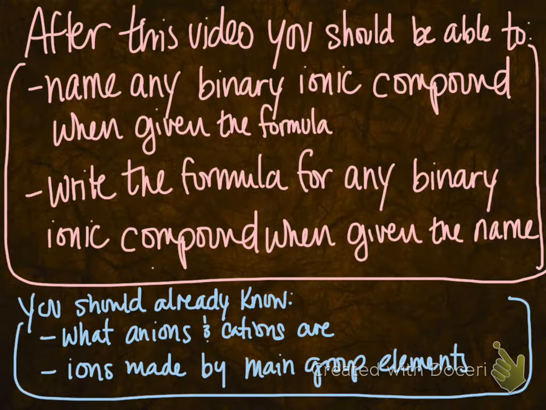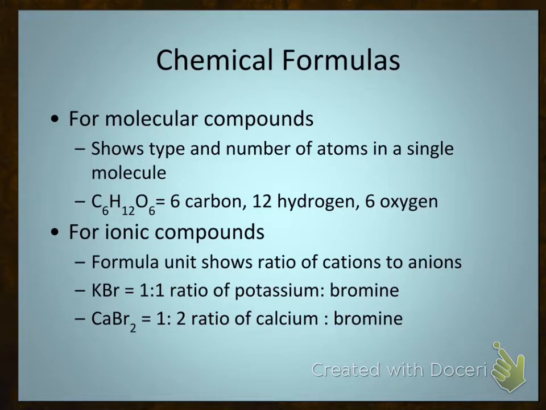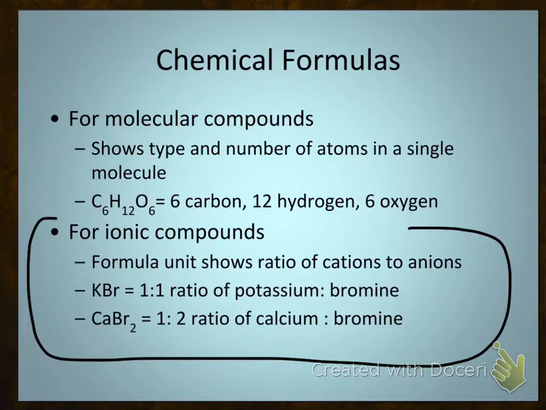Let's get started. So this video is serving as your introduction to chemical formulas, and we'll give a brief overview, but then we're going to concentrate on the ionics. For molecular compounds, a chemical formula shows the actual number of atoms in each molecule. But we don't have that luxury with ionic compounds because, of course, there are no molecules. So the chemical formula for an ionic compound is in fact a formula unit. And what that does is show the ratio of cations to anions in the ionic solid.